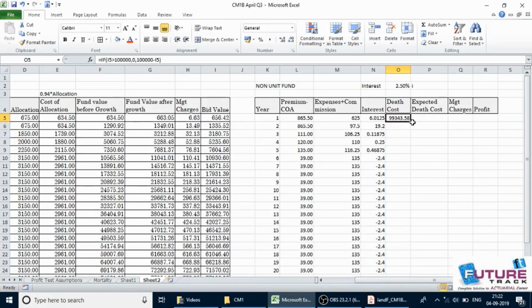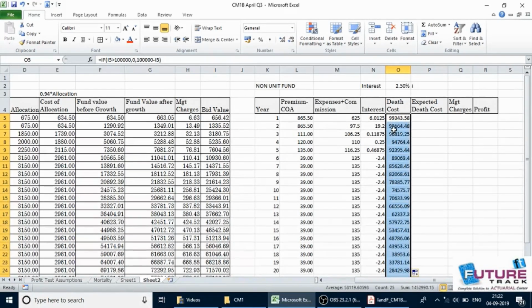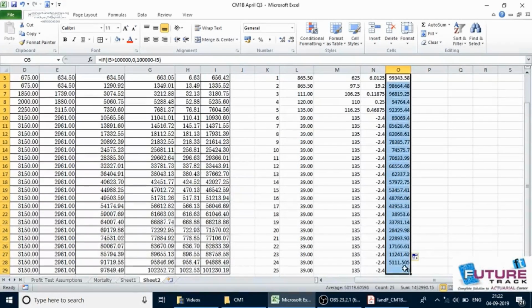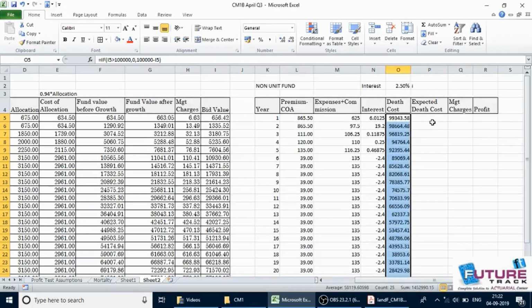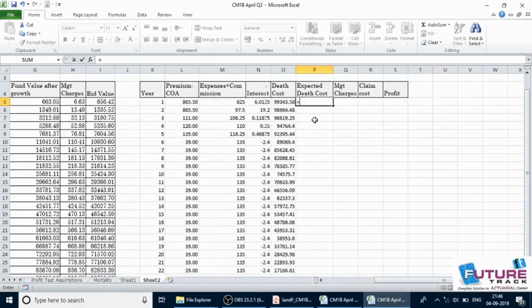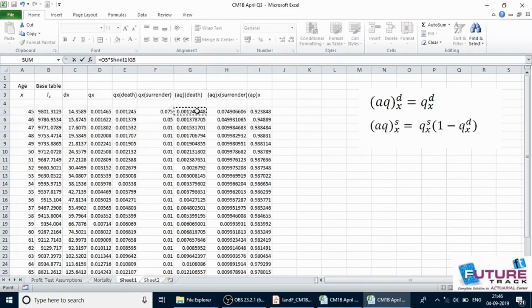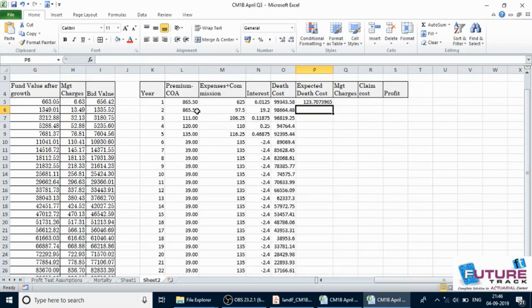Similarly, if we make a double click, for the next year it is what? 1 lakh minus this, company has to pay, and so on. So in the last year, when we have more than 1 lakh bid value, company is paying nothing, right? So our logic is working. Now, what is the expected death cost to the company? The expected death cost is what? So this is my death cost into the chances of death. So this is my chances of death, multiply, we get the expected death cost. Fine. Double click this, we get the complete amount.